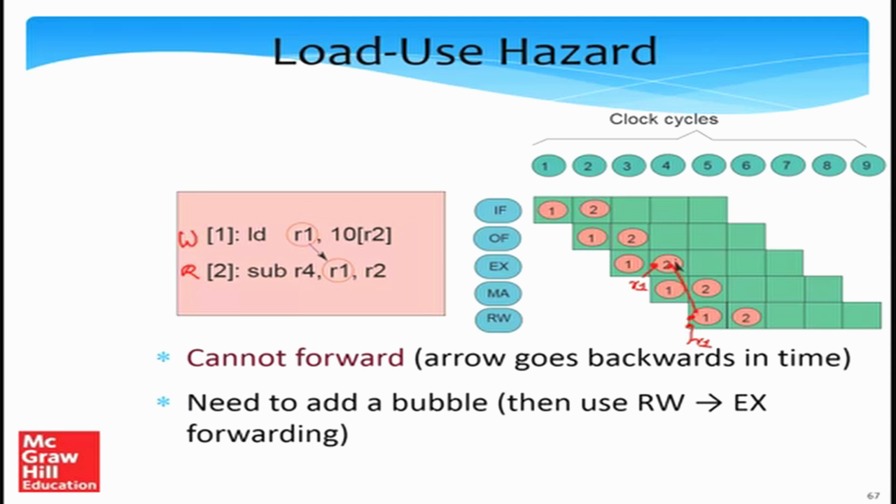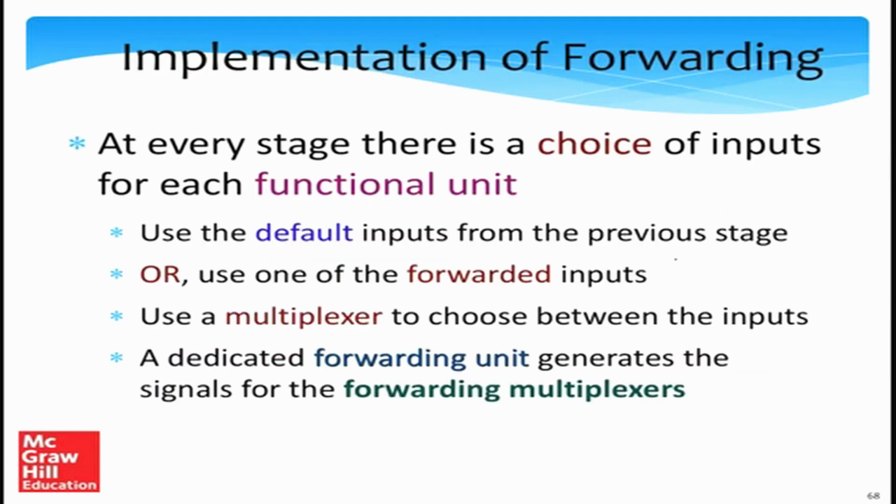So that is why forwarding cannot handle a load use hazard, which means there is a load instruction which writes to a destination register and the immediately consecutive instruction reads from it. This load use problem cannot be taken care of by forwarding. That is because when the data is available in the beginning of the MA stage, that is too late. We should have had the data ready earlier, which is not possible. So the only solution is that we need to add a bubble in this case and then use a forwarding path. Otherwise, it's not possible.